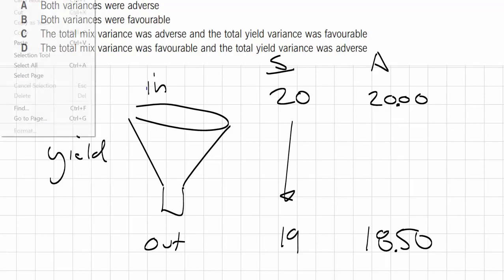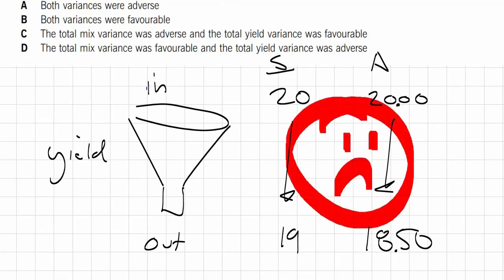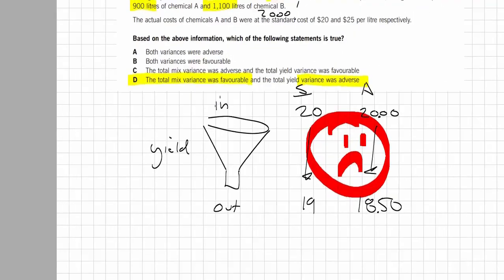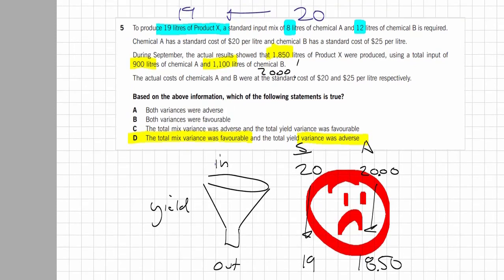Everybody, yield variance is adverse. Okay, so which combination from the solution works for us? The mix was favorable, yield was adverse. The answer is D. Guys, we just solved quite a difficult question, but if you stay cool, if you step back and look at the big picture, very often when it's a difficult question, there is an easy shortcut. And here we saw that. We did not need to do the math as the model answer showed us. Instead, we used logic.